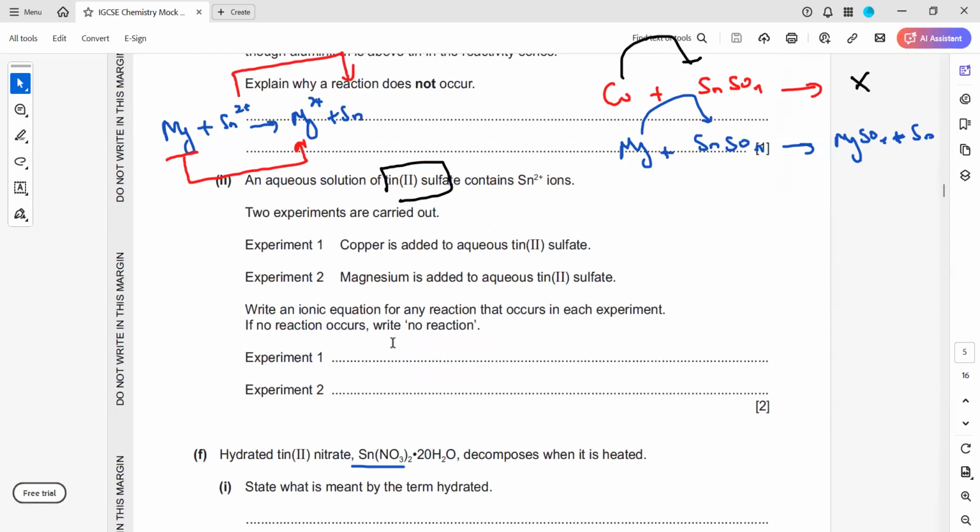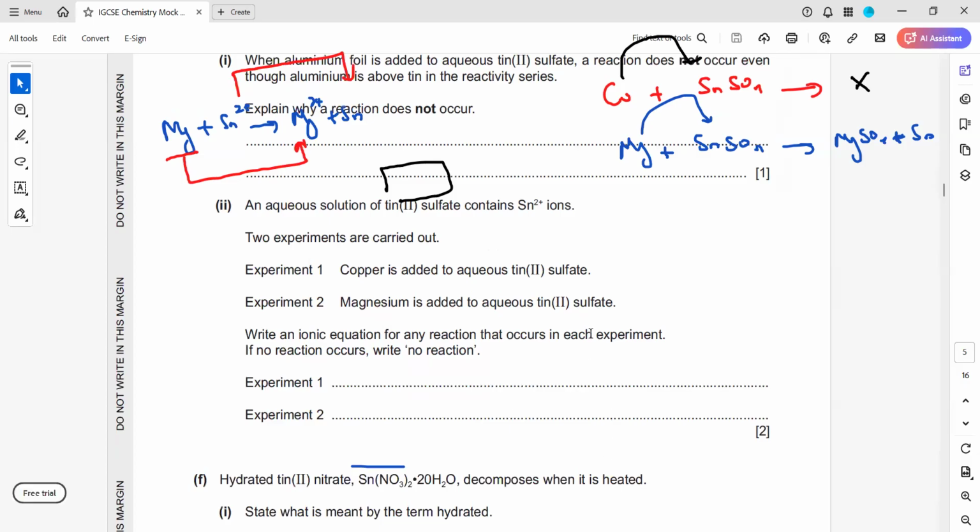So write an ionic equation for any reaction that occurs. If no reaction occurs, write no reaction. So the first one, there's no reaction. And the second one, we have to write an ionic equation. So what is the ionic equation? The magnesium atom is added to a compound which contains tin. It turns into a magnesium ion and forms a tin atom.